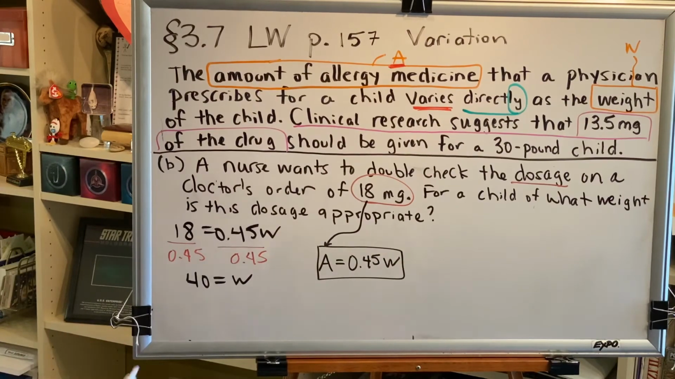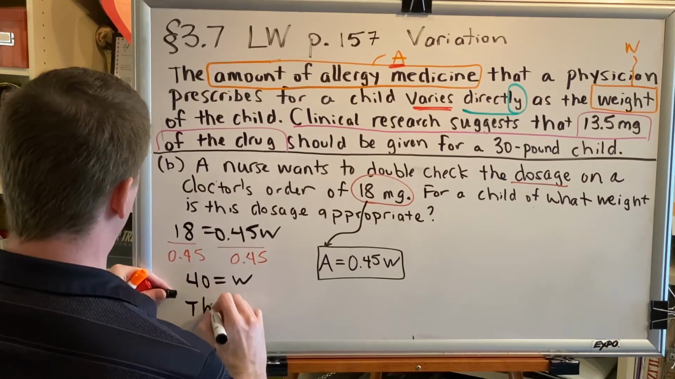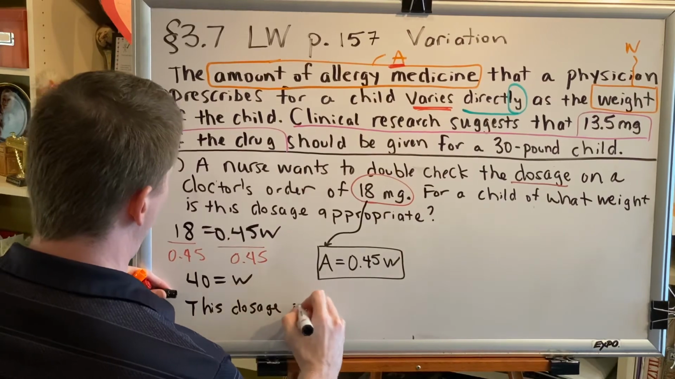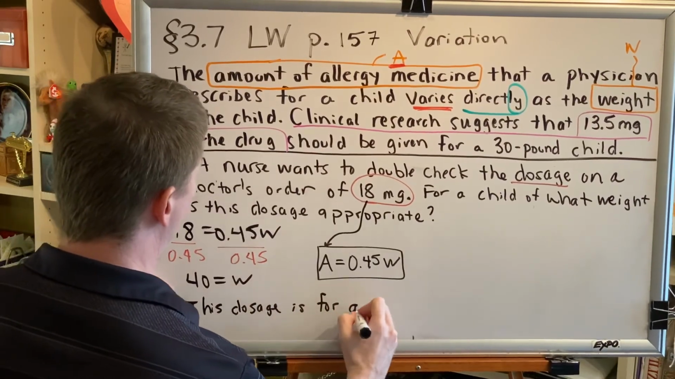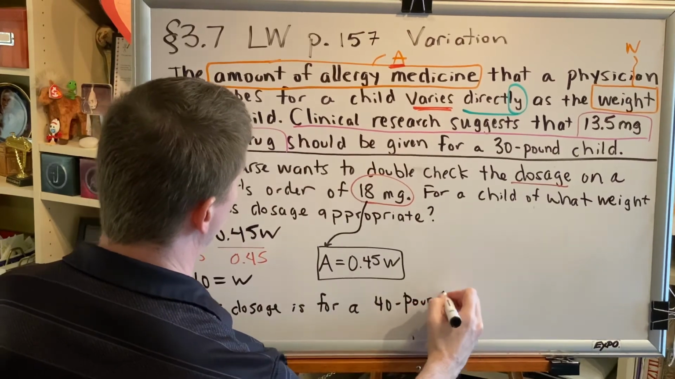So now we can answer the question. For a child of what weight is this dosage appropriate? This dosage is for a 40-pound child.